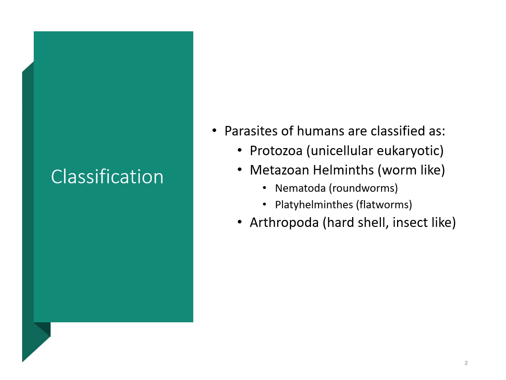Parasites of humans are classified as protozoa, which are unicellular eukaryotic cells. And we have the metazoan helminths, the worm-like organisms, so you have your roundworms and your flatworms. And then you also have arthropoda. We're not going to cover these, but these are your hard-shell insect-type organisms, like your fleas, your ticks, things like that. Several of these can actually transmit parasitic infections.